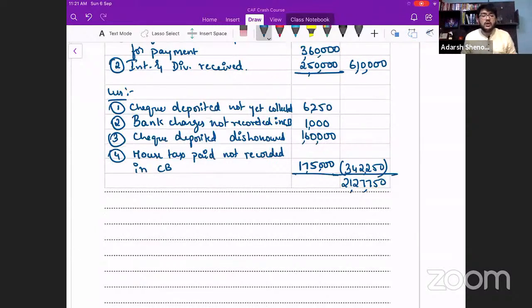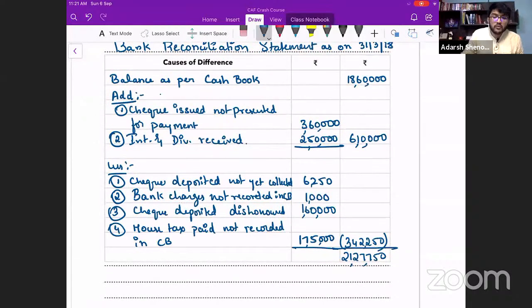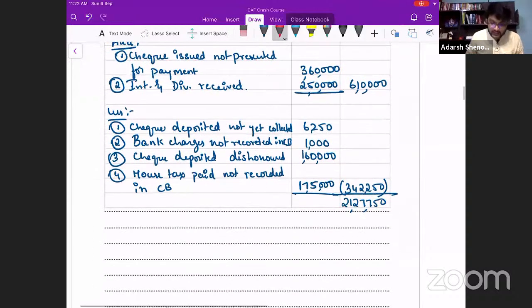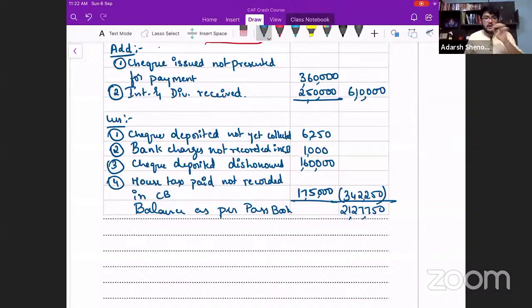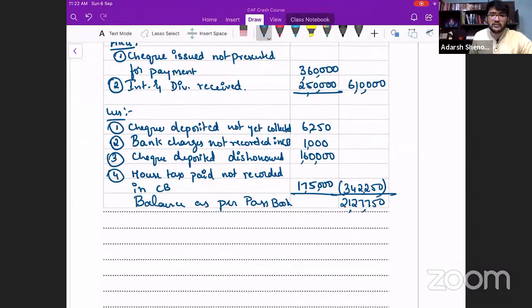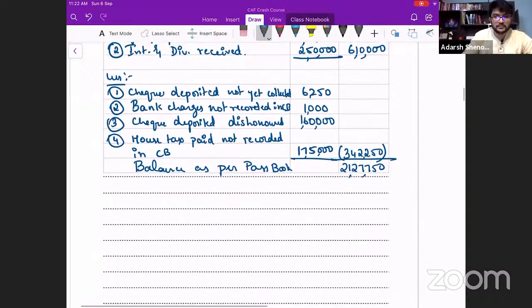21,27,750. Now, where did we start from? Which is the number we started from? We started from the cash book balance. So can you tell me where we have reached? Every time I was telling you, you have to reach this. What was this? This was passbook. So this is balance as per passbook. Is this favorable balance or unfavorable balance? This is favorable balance, or credit balance, as per passbook. Remember, credit balance as per passbook.